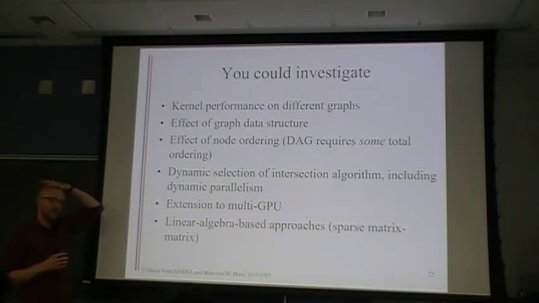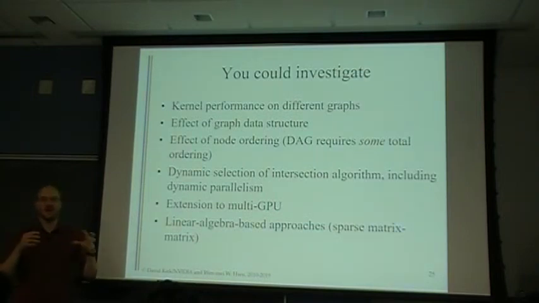Which intersection algorithm is right to use at which point in time for the specific part of your graph you're looking at is probably not set in stone from the very beginning. So you could figure out a way to dynamically select that. Maybe you could use dynamic parallelism. Maybe you could have a monolithic kernel that at every time decides which it should use.